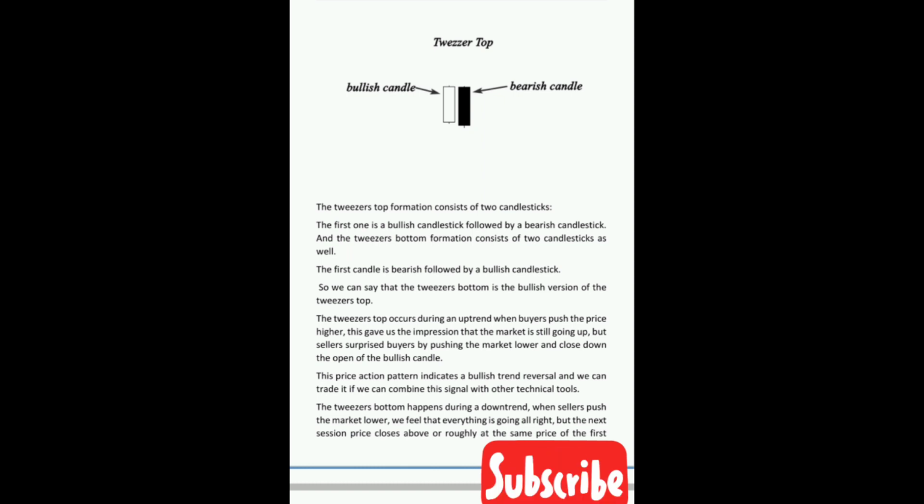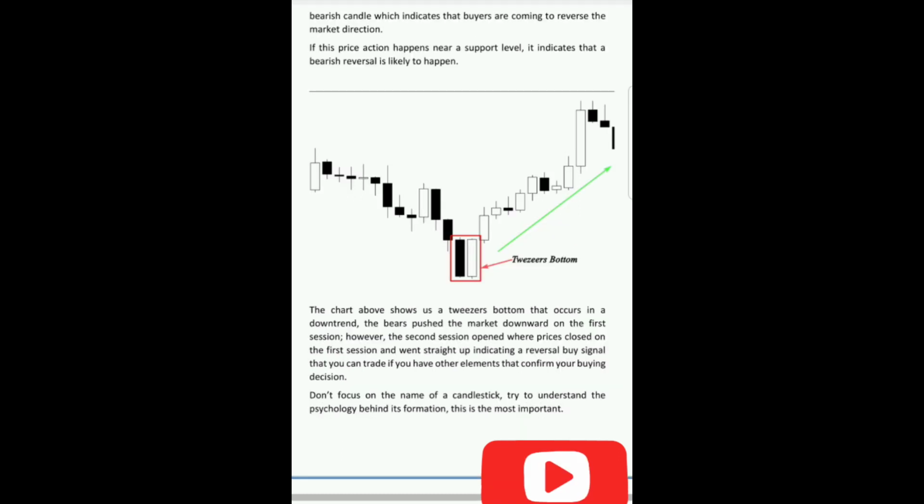with other technical tools. The tweezers bottom happens during a downtrend. When sellers push the market lower, we feel that everything is going all right, but the next session price closes above or roughly at the same price of the first bearish candle, which indicates that buyers are coming to reverse the market direction. If this price action happens near a support level, it indicates that a bullish reversal is likely to happen.